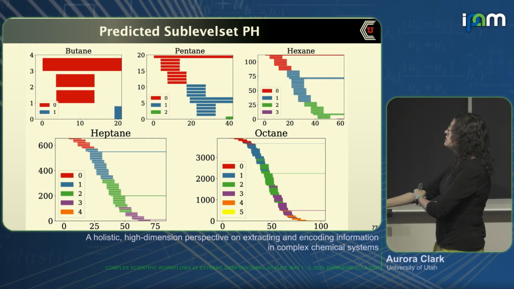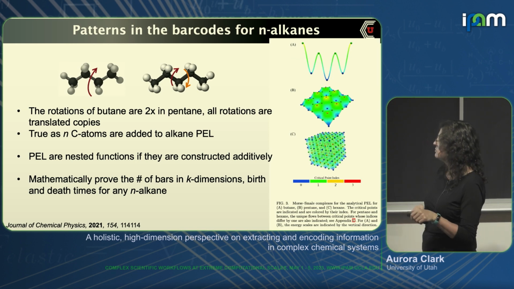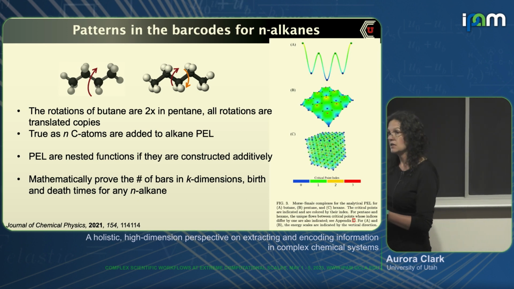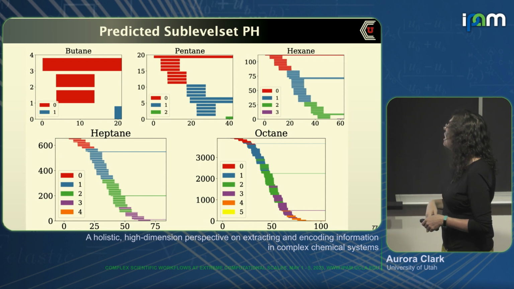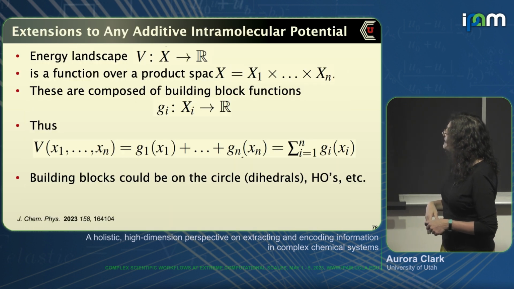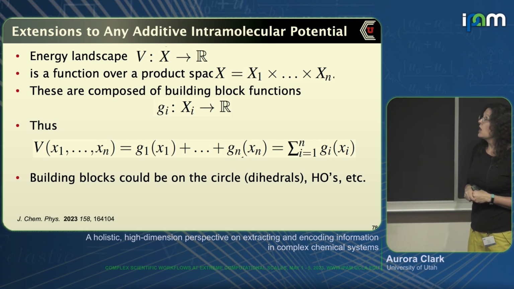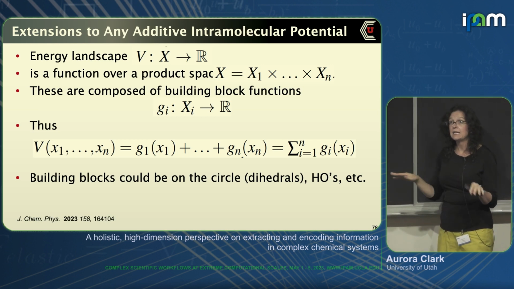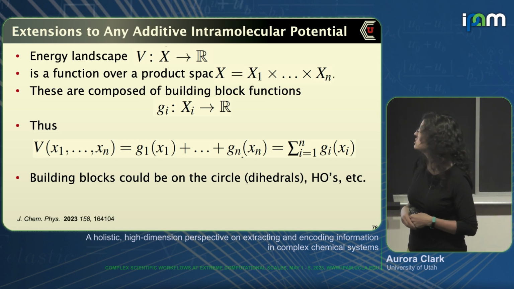And so the question is, if you use this Künneth formula and you use this idea of nested functions to build up an energy landscape, can I actually mathematically then predict the energy landscapes of new and unknown molecules? And you can. In our most recent paper, which just came out with Henry, we extended this to basically any additive function, irrespective of what type of degree of freedom that function was describing.